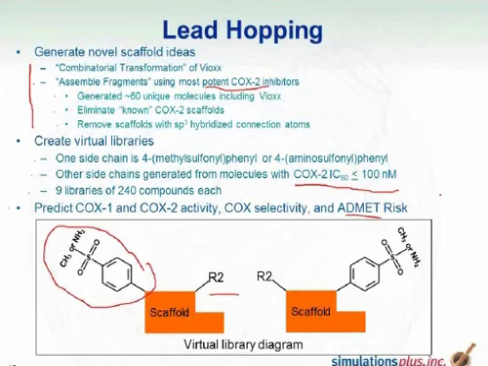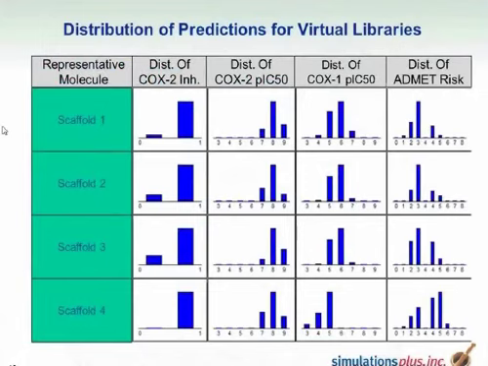This next slide shows the various scaffolds from the virtual libraries and their distribution. I'm not allowed to disclose any of the structures. In this first column, this is from the classification model. 0 would indicate it's not a COX-2 inhibitor, and a value of 1 would be the ones that are COX-2 inhibitors. Here's the distribution of COX-2 pIC50s and COX-1 pIC50s.